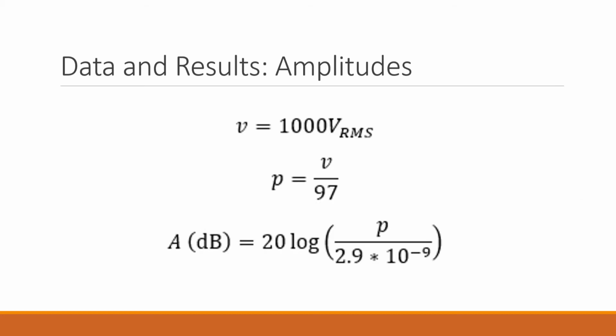How did we find the amplitude? Well, we got the root mean square voltage per transducer per run, multiplied it by 1,000 to get millivolts, and then put it to the test with a chart given to us in the lab manual. Extrapolating the slope from that chart, we were able to get that the pressure in psi is equal to the millivolts divided by 97. So we get P. We divide P by 2.9 times 10 to the negative 9, which is just the human threshold for hearing, and plug it into the rest of this equation, and then we get the decibel values.